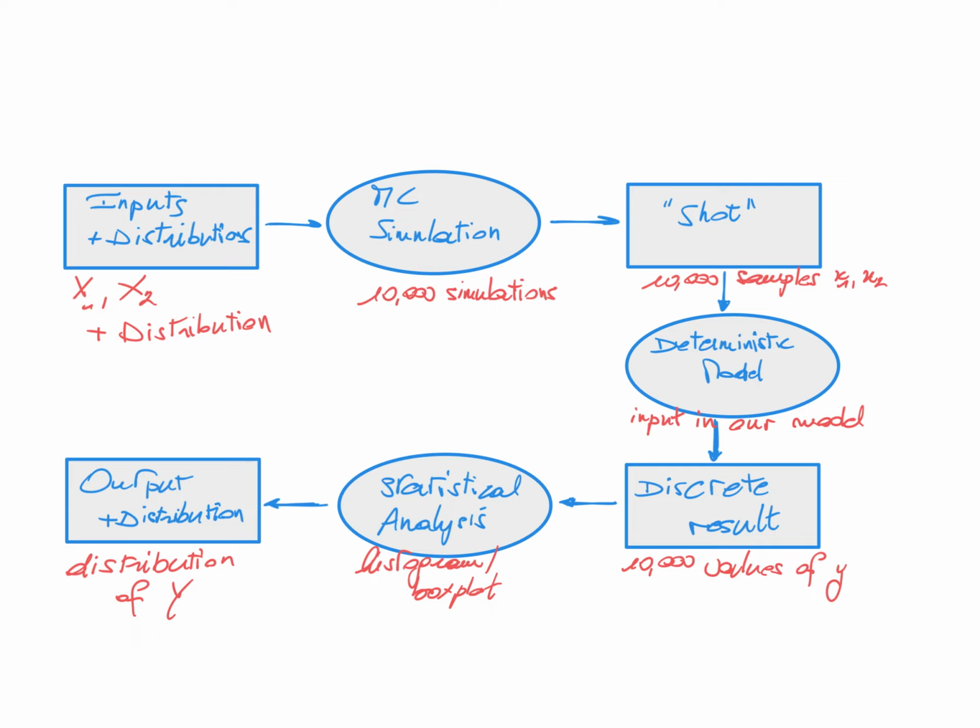We can split this scheme in two parts. The left part is completely probabilistic, so here is uncertainty. The right part is deterministic, there is no uncertainty. So the right part, everything happens on my shot. This gives me a deterministic result. But once we move back to the statistical analysis, we again have probabilistic uncertainty in everything that we do.